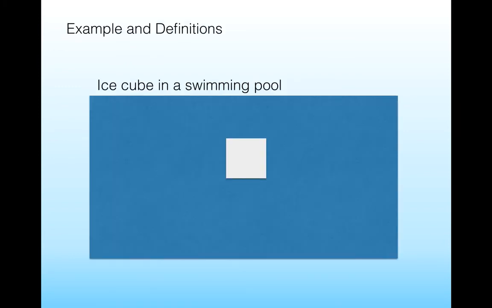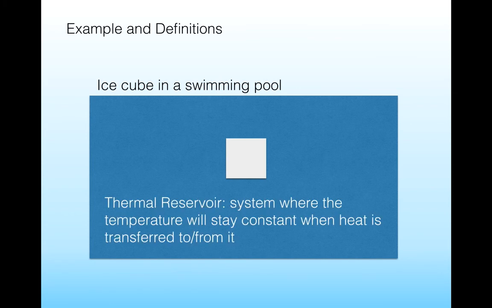So we're going to start with a simple example and some definitions. Assume that you have an ice cube in a swimming pool. You know what's going to happen in this case. The ice cube is going to first melt into water, and then that water will eventually reach the same temperature as the swimming pool. The swimming pool is a thermal reservoir. It's a very good example of a thermal reservoir, where you know that the temperature will stay constant even when heat is transferred to and from it.